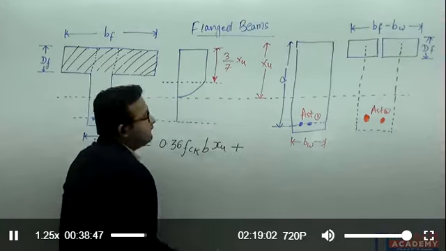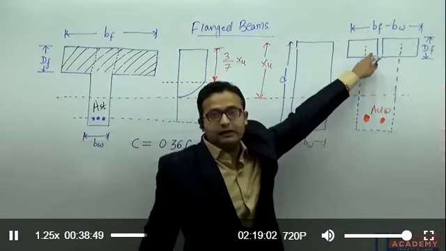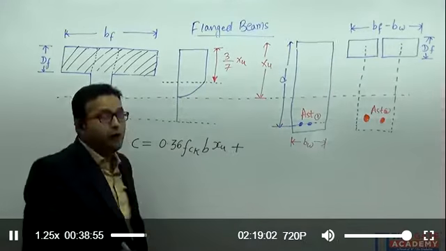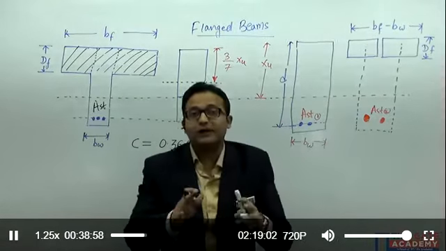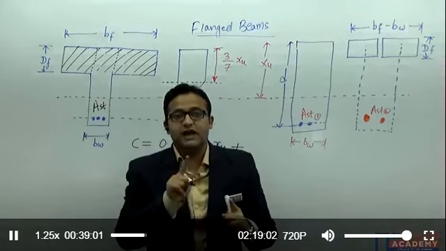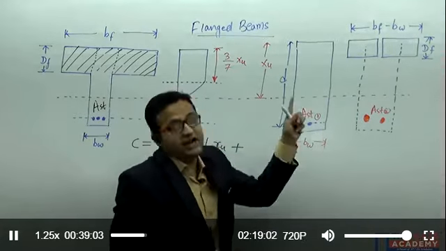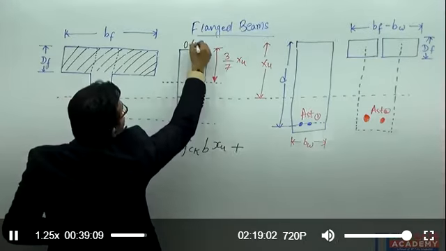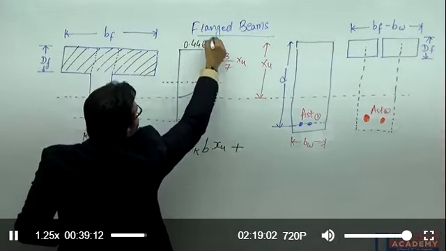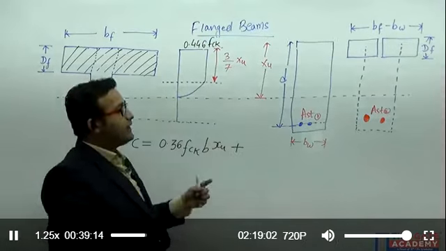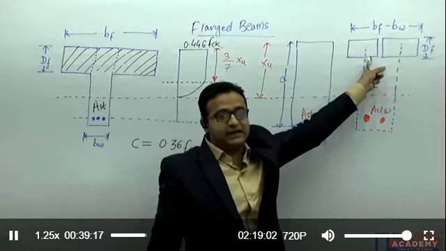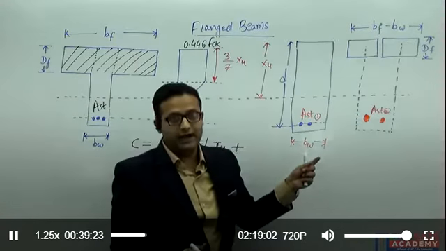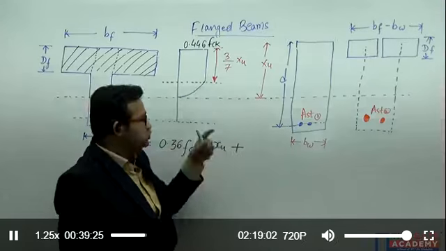The compressive force will also be given by this flange portion. I can calculate the total compressive force given by the flange portion, and I know my flange portion is uniformly stressed, meaning everywhere the stresses are the same. The total stress in the concrete, which is the design strength, I take as 0.446 FCK. So to calculate the total compressive force here, I take the area of the stress block up to the depth of flange only.